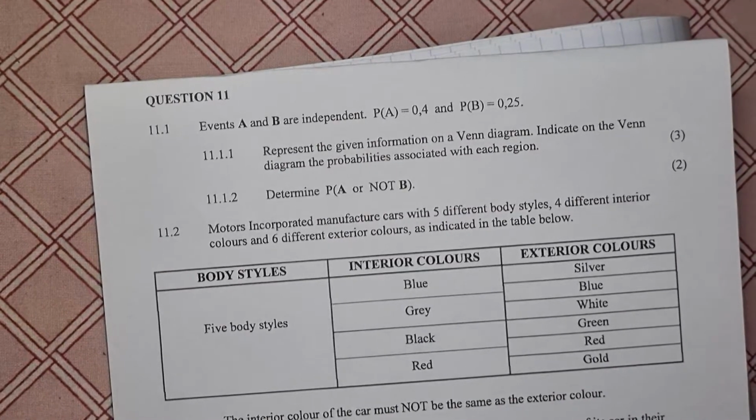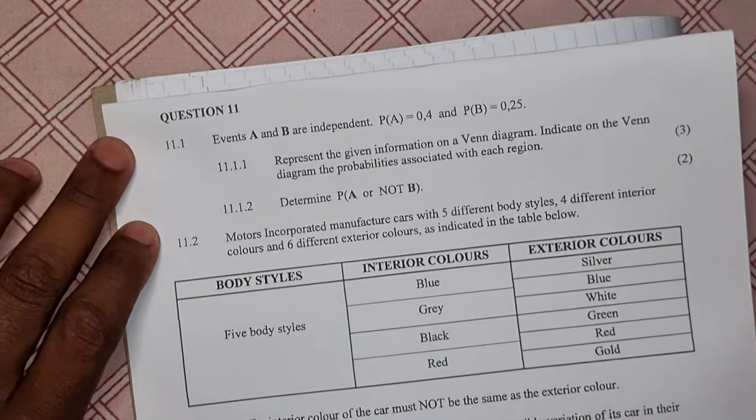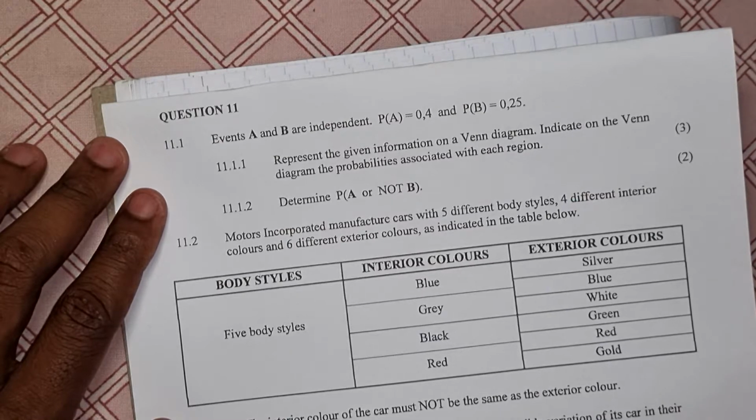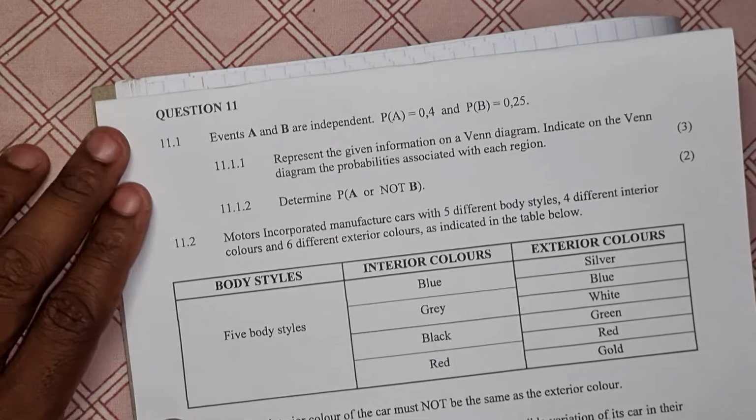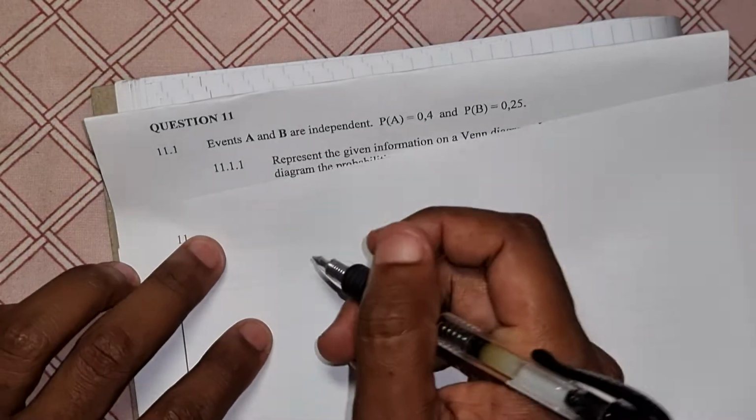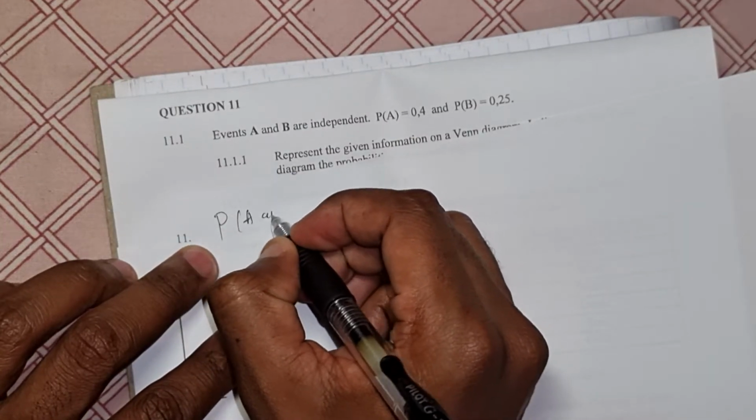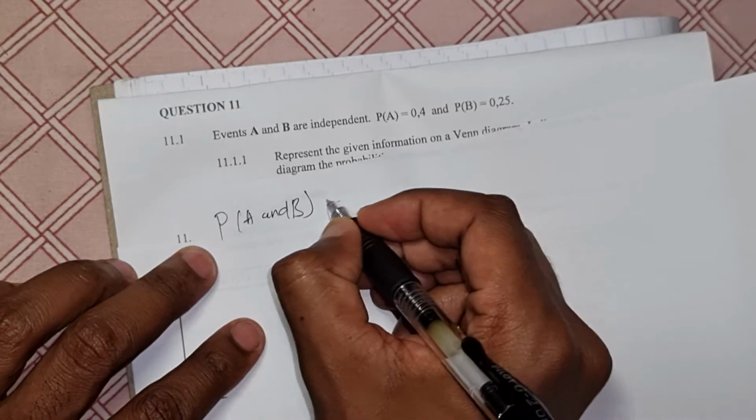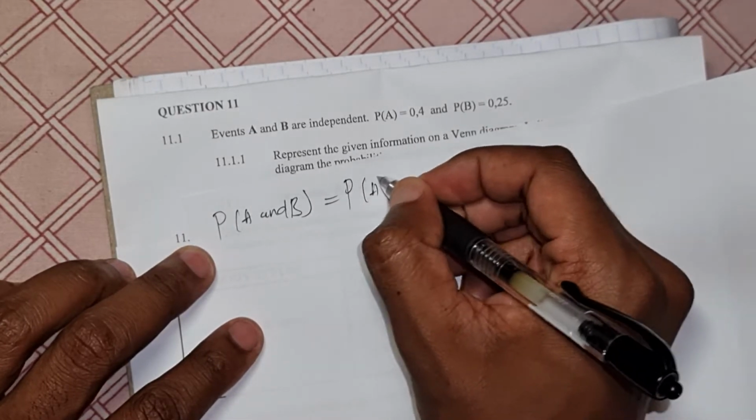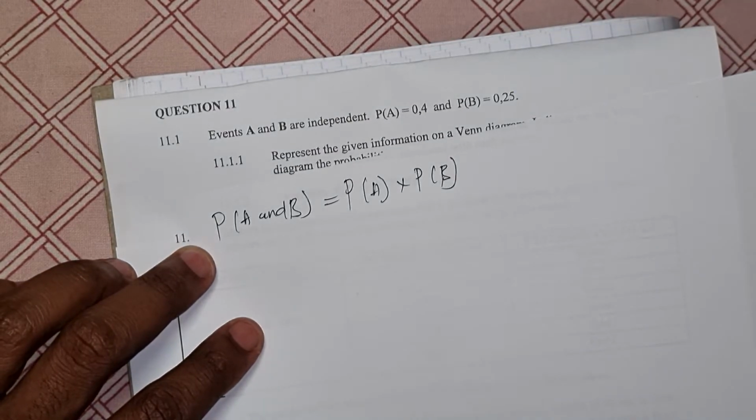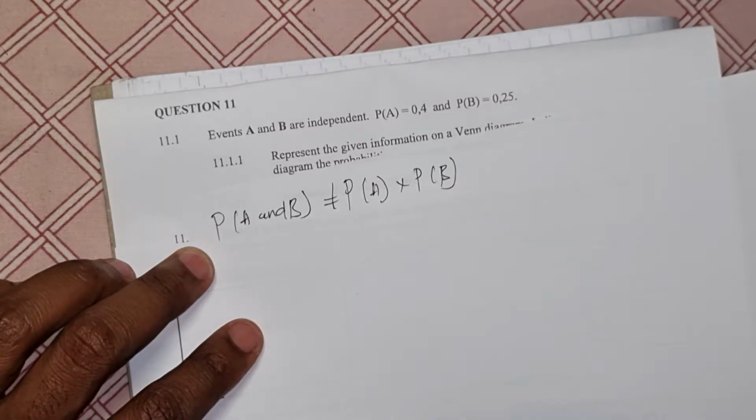Now question number 11, 11.1, it says events A and B are independent. Probability of A is equal to 0,4 and probability of B is equal to 0,25. Now immediately when they say that the events are independent, we apply this rule. For independent events, probability of A and B is always equal to the product of probability of A and probability of B all the time. For independent events this is true, but for events that are not independent, it is not true.